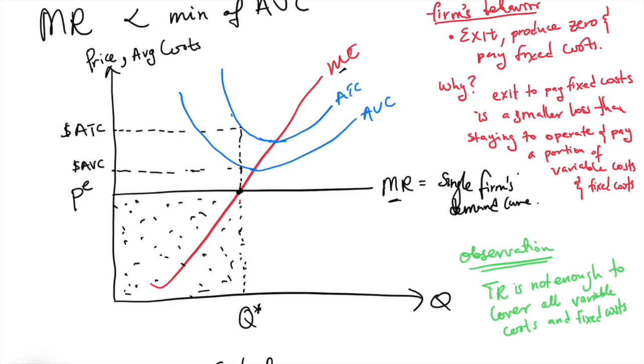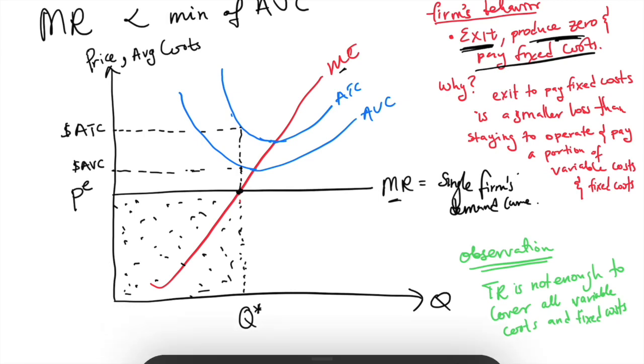Now, whenever the firm is experiencing marginal revenue below the minimum of their variable cost, the firm's behavior would be to exit, produce zero, and pay only fixed costs. Why? The reason is, if this firm continues to operate, they will have an economic loss that is bigger than fixed costs. And what would that be? Well, they'll have to figure out how to pay, and I will shade what I'm going to show you in green. They'll figure out how to pay this much in variable cost.